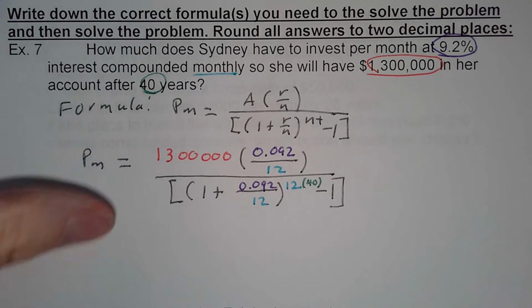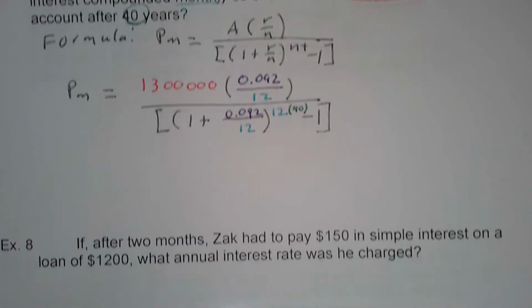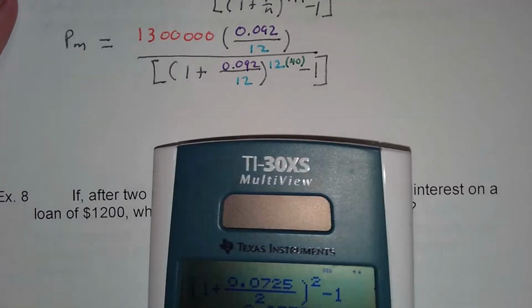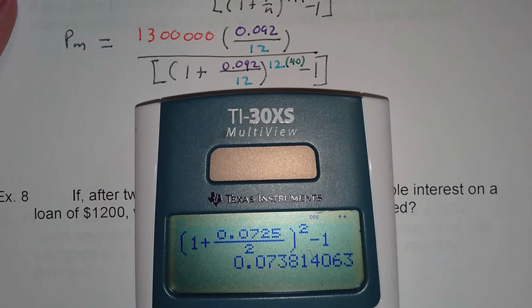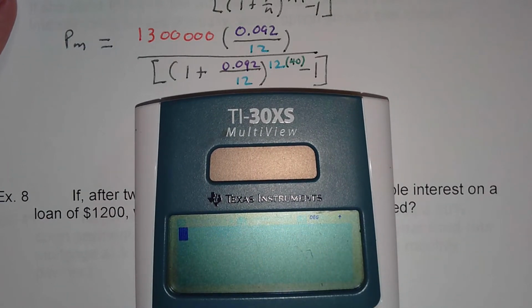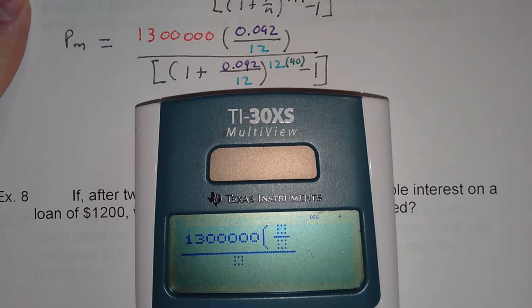Alright, so let's whip out our calculator. And again, we have to be a little careful here when we're entering this in. Make sure that when I put that 1,300,000, after the 13, I've got to put in 5 zeros. 1, 2, 3, 4, 5. And then we're going to have parentheses, fraction key, 0.092, down arrow 12, right arrow, close the parentheses.